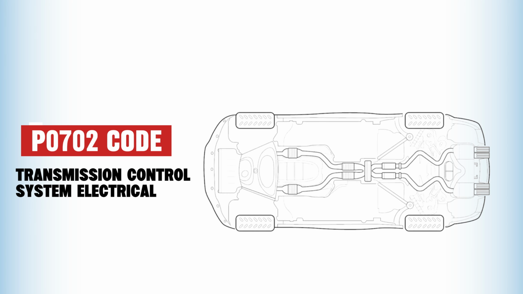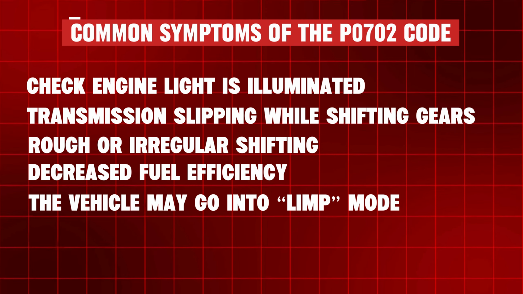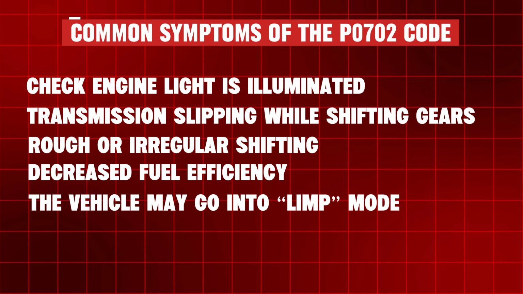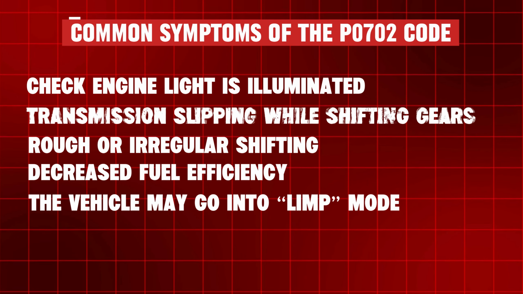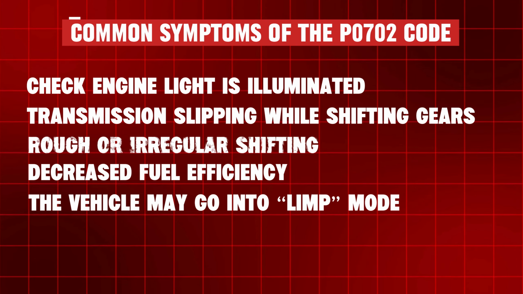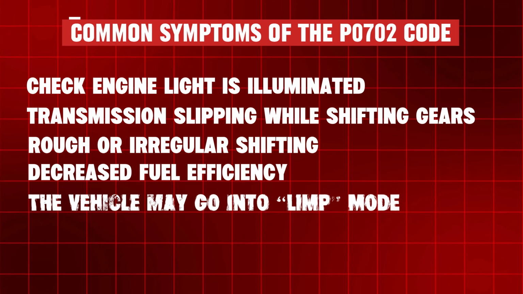The P0702 engine trouble code signifies a problem with the transmission control system electrical. Common symptoms of the P0702 code: check engine light is illuminated, transmission slipping while shifting gears, rough or irregular shifting, decreased fuel efficiency. The vehicle may go into limp mode.